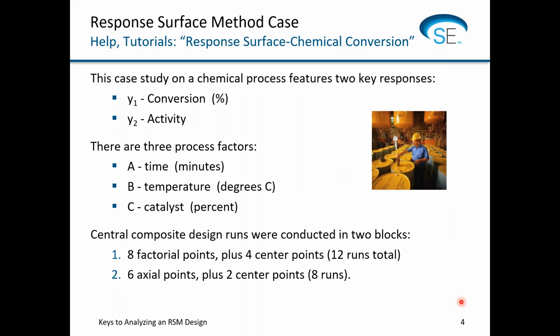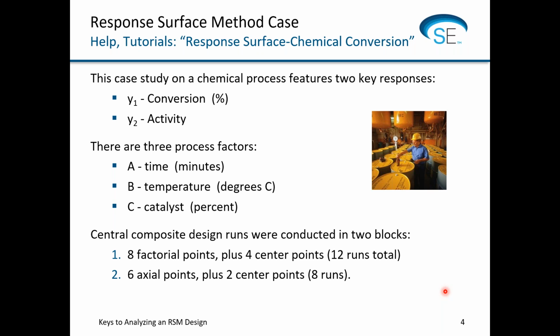The case study that we're going to use is in our tutorials. So if you go into Design Expert or Stat-Ease 360 and you go to Help and then Tutorials, you can find the tutorial for response surface chemical conversion, and that is the case that I'm following today. If you go to Tutorials Data, look for the chemical conversion file. So this particular case has two responses, percent conversion and activity. We are only going to look at conversion in this webinar.